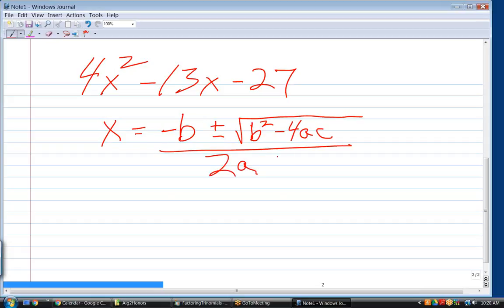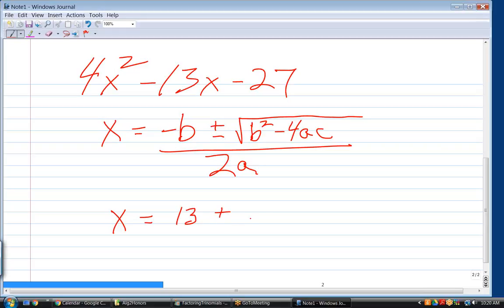Also, remember, the formula for finding the vertex, if it's in standard format, is that part of the quadratic. So that should help you memorize the vertex formula and also the quadratic formula, by knowing that minus b over 2a. Now let's plug it in. It's minus b. What's b? B is minus 13, so minus b is 13.